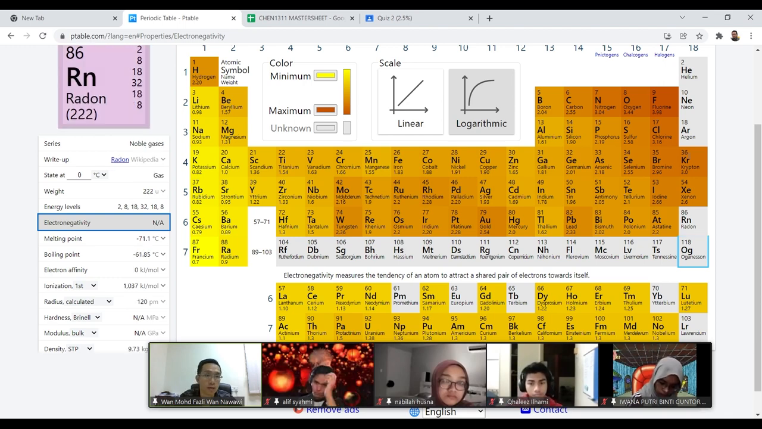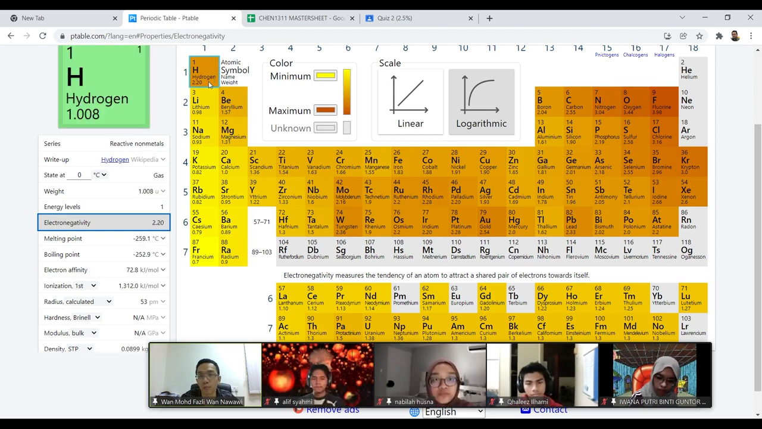If you look here, you see oxygen's electronegativity is 3.44, and hydrogen's is 2.20. So it's a little bit far apart. 3.4 and 2.2 is a little bit far, meaning that oxygen will attract the hydrogen greater than the hydrogen can attract oxygen. So that's what electronegativity means.